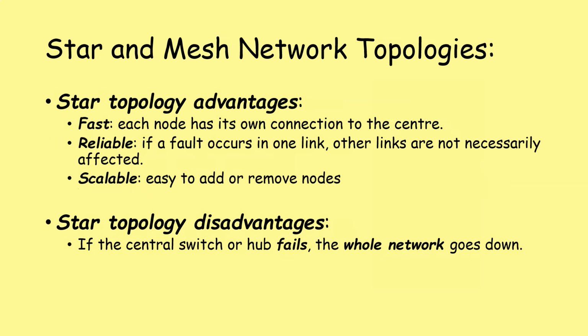Advantages of star topologies. It's fast because each node has its own connection to the center. It's reliable. If a fault occurs in one link, other links are not necessarily affected. And it's scalable. It's easy to add or remove nodes to the network. However, there is a disadvantage with the star topology. If the central switch or hub fails, the whole network goes down.